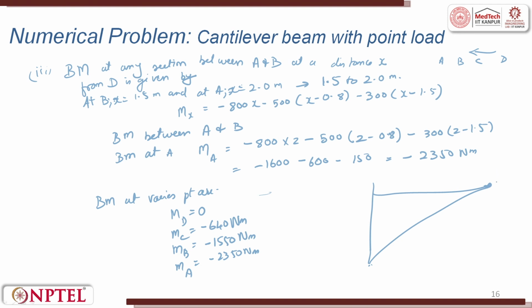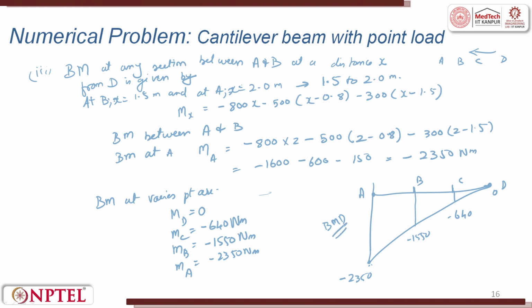Here it will be point D, then you will have a point C, then a point B, then a point A, right. And at these various points you will have 0, and here you will have minus 2350 at point A, at point B minus 1550, at point C minus 640. So, if you go back and plot it, this is the bending moment diagram for the same problem.